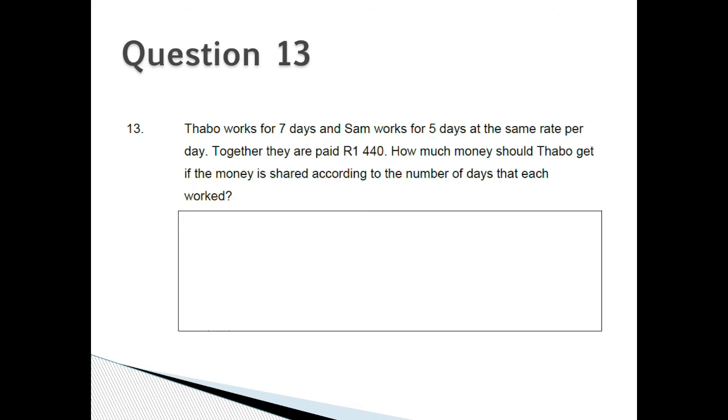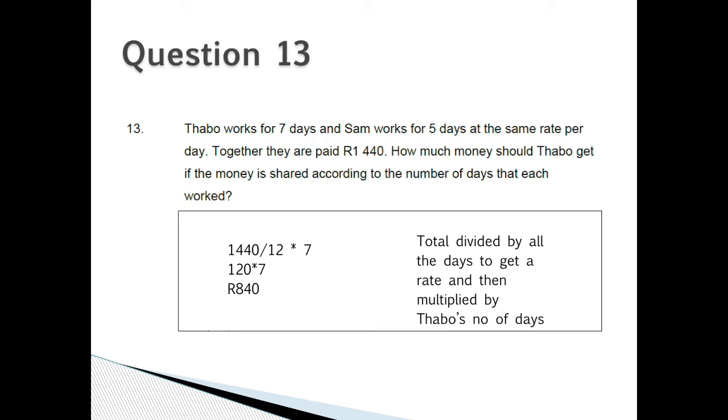Tabo works for 7 days and Sam works for 5 days at the same rate per day. Together they are paid 1,440. How much money should Tabo get if the money is shared according to the number of days that each worked? You will take the total that they are paid and divide by the total number of days.